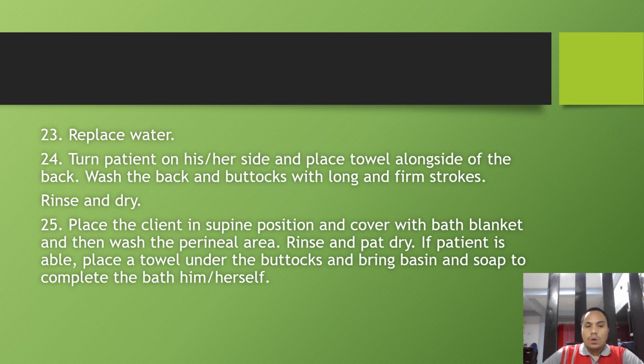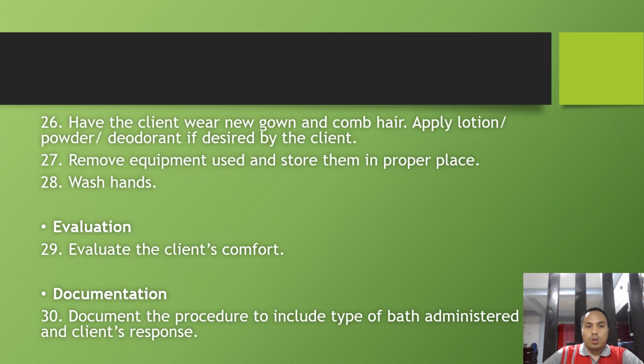Okay, so place the client in a supine position, cover with a bath blanket, and then wash the perineal area. Rinse and pat dry. If the patient is able, place a towel under the buttocks and bring the basin and soap to complete the bath him or herself, to provide privacy and comfort. After that one, have the client wear a new gown and comb hair, apply lotion or powder, and deodorant if desired by the client, to make our client comfortable.